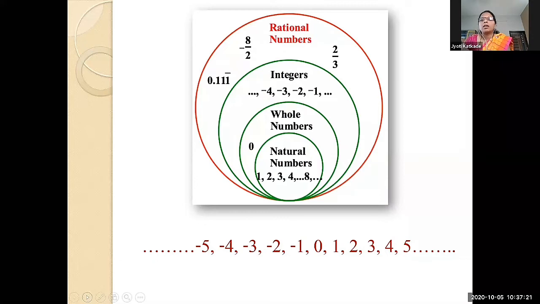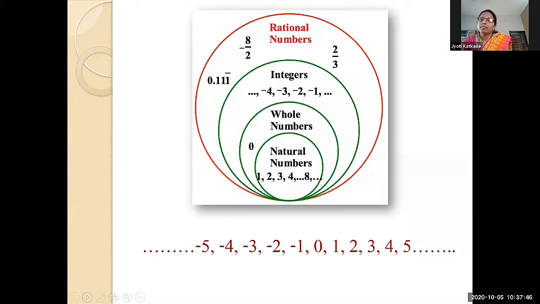Now we can say all natural numbers and all whole numbers are integers, because 0, 1, 2, 3, these values are included in integers. But we can't say all integers are whole numbers or all integers are natural numbers. Why? Because negative numbers are extra in integers.